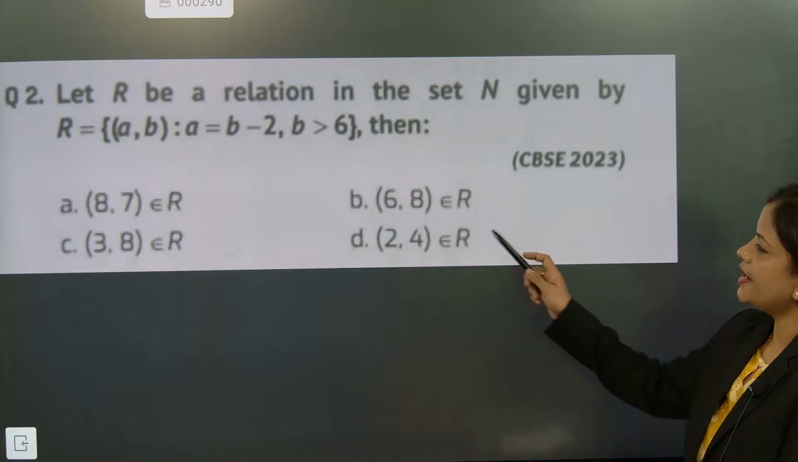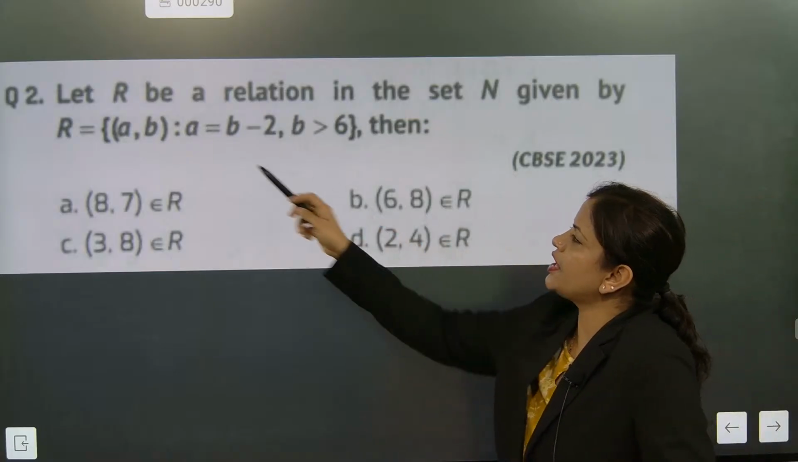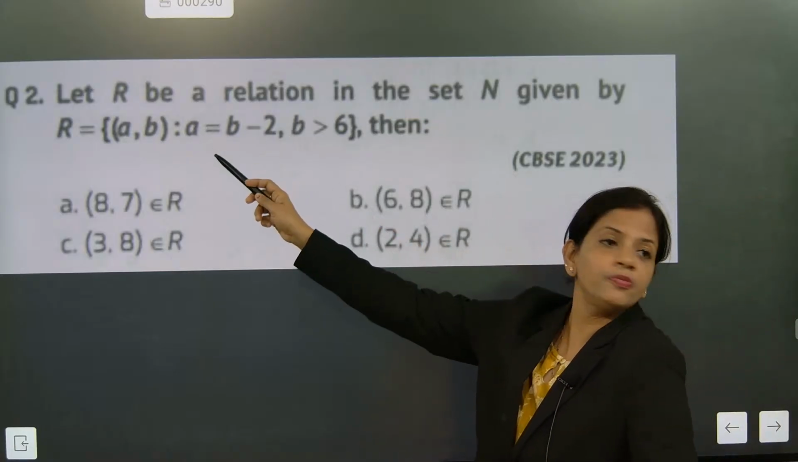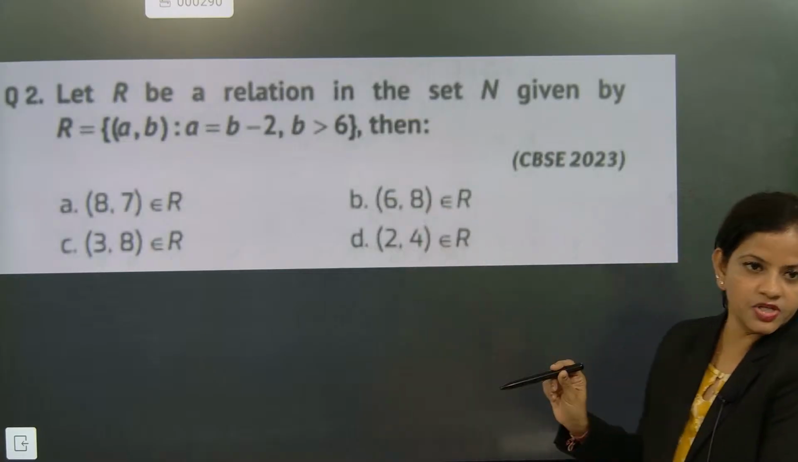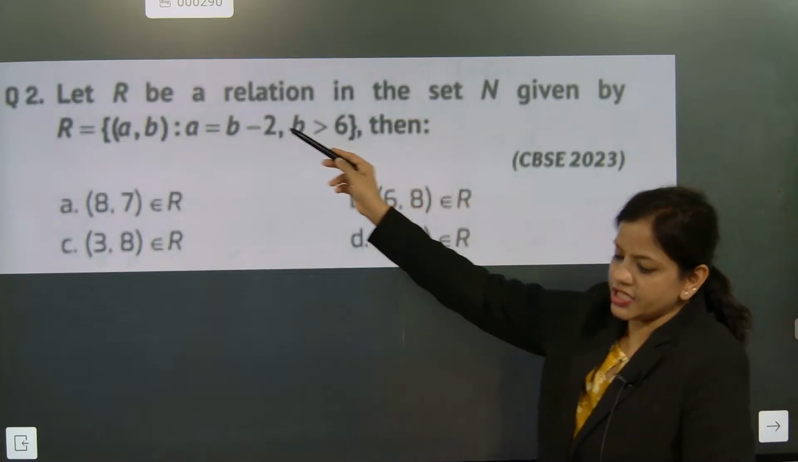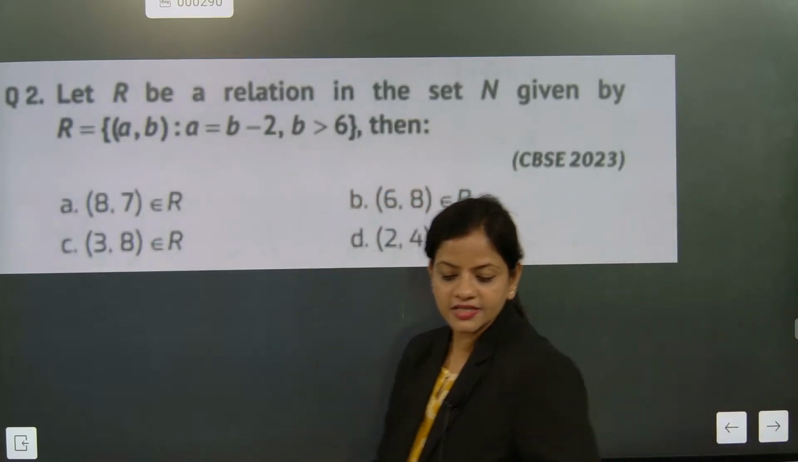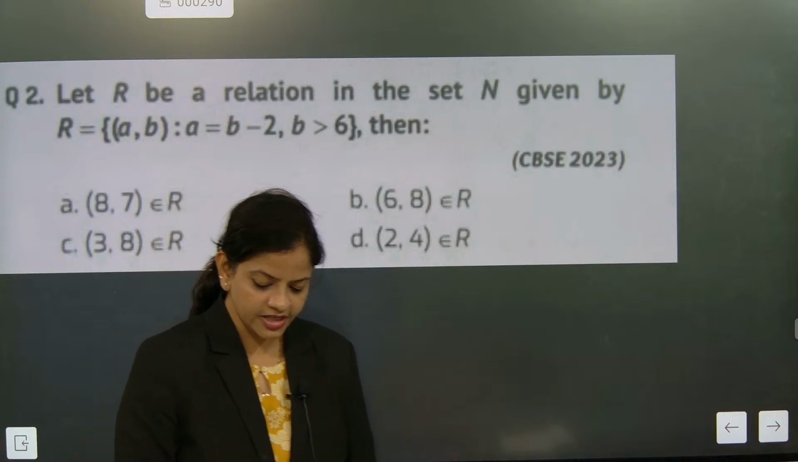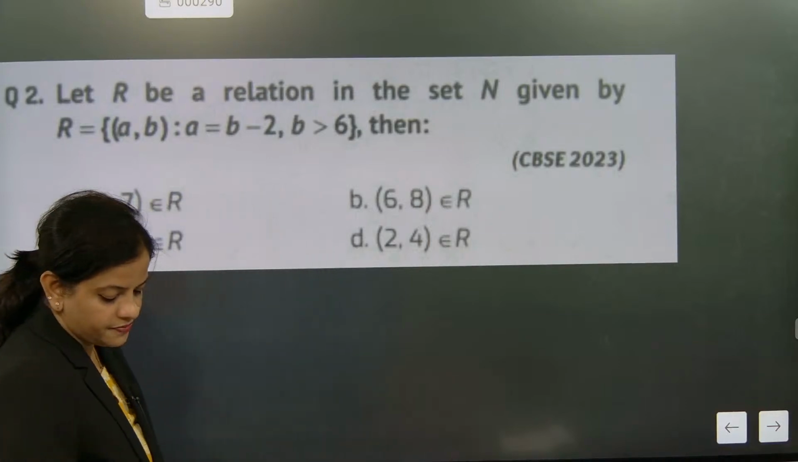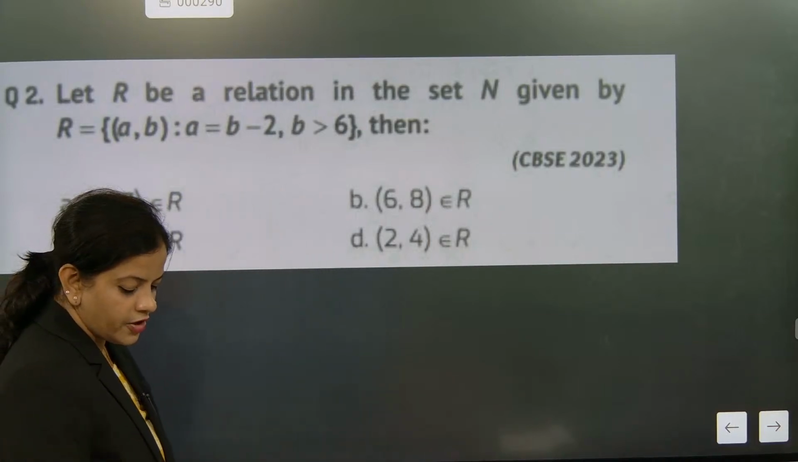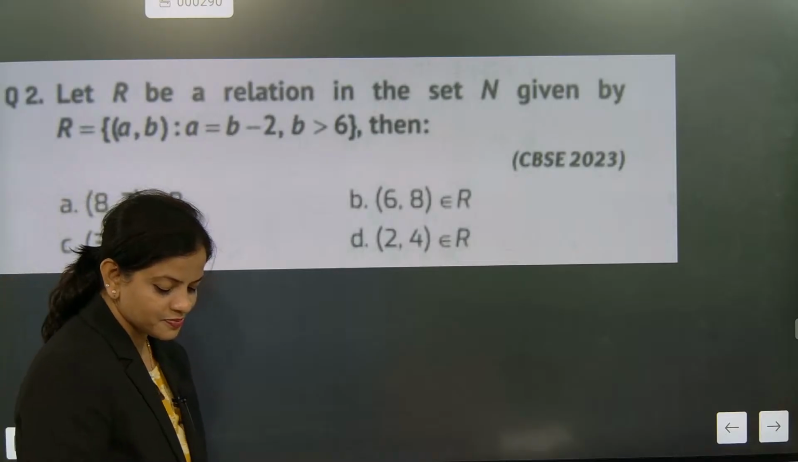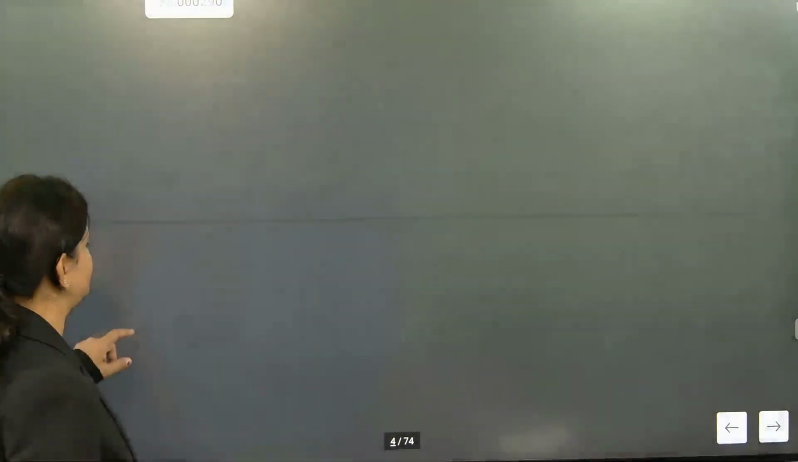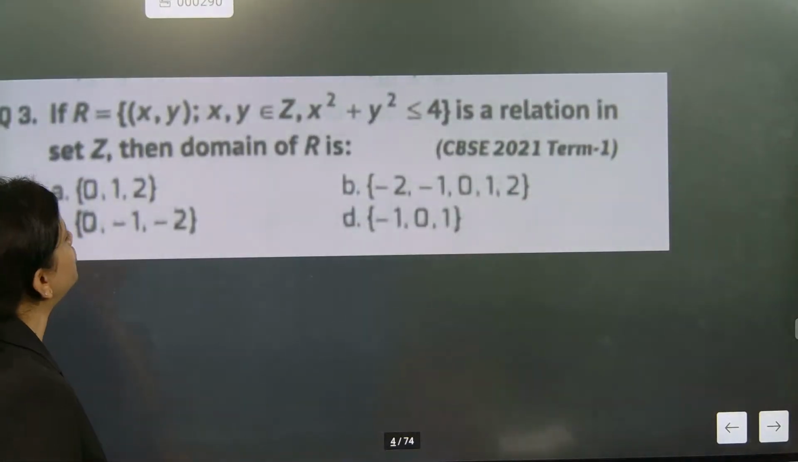6 comma 8. Because the moment I put A is equal to 6, what will B be? 8. Substitution. If A is equal to 6, we are putting, B is coming as 8. A is 6 and B is 8. I hope you have understood. Now go for this question, please.